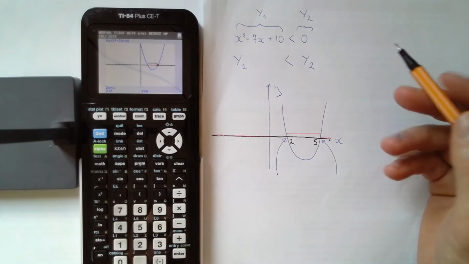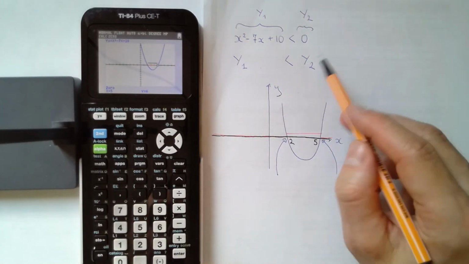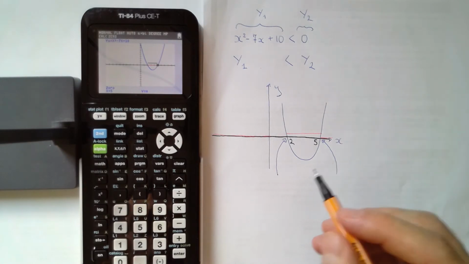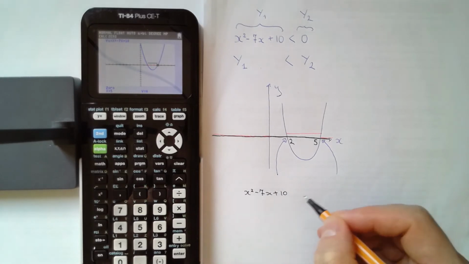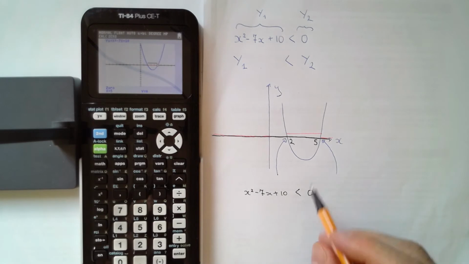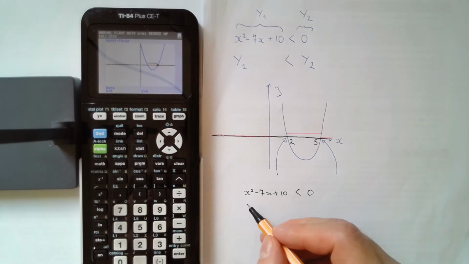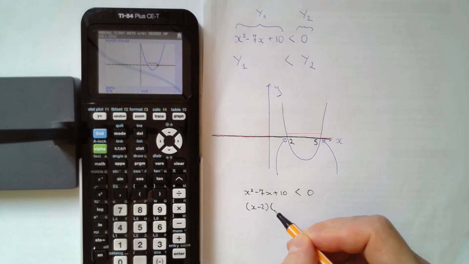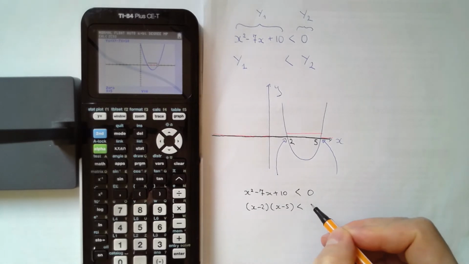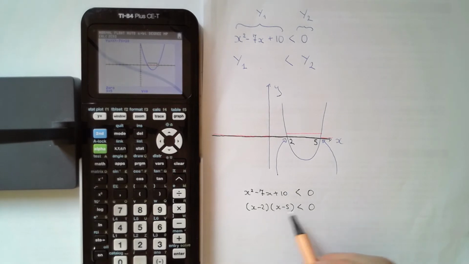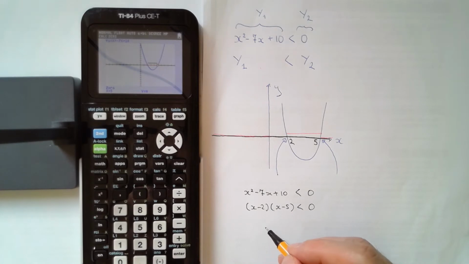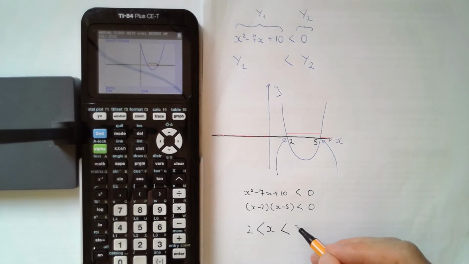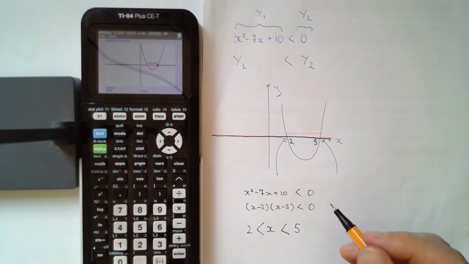Right, now we can answer our question. So x squared minus 7x plus 10 is less than 0. These are the roots of this equation, so we can write this as (x minus 2)(x minus 5) is less than 0. Where is this less than 0? It is less than 0 here, so x needs to be greater than 2 and less than 5.